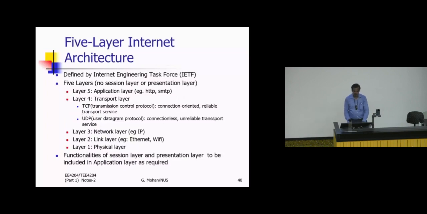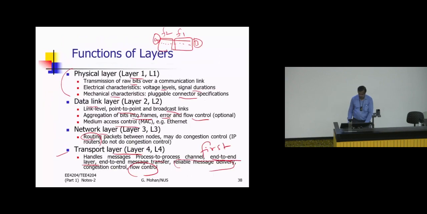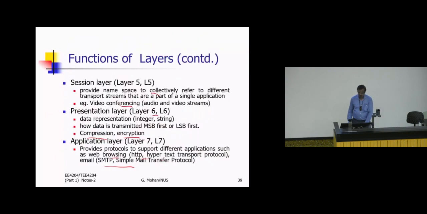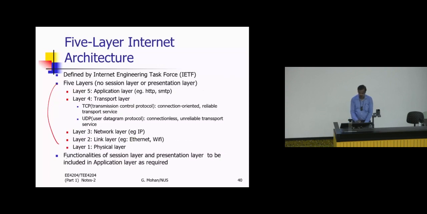The next type is the five-layer internet architecture, which is defined by the IETF, the Internet Engineering Task Force. This has only 5 layers, not 7 layers. In the sense that these 2 layers will be missing, the session layer and the presentation layer. If we need to perform any functions for sessions or presentation, like encryption or compression, the functions of these 2 layers will be fused into the application layer. The functionalities of the session layer and presentation layer are to be combined or included in the application layer as required. If you don't need compression, no need. If you need compression, include it. All merged into the application layer.